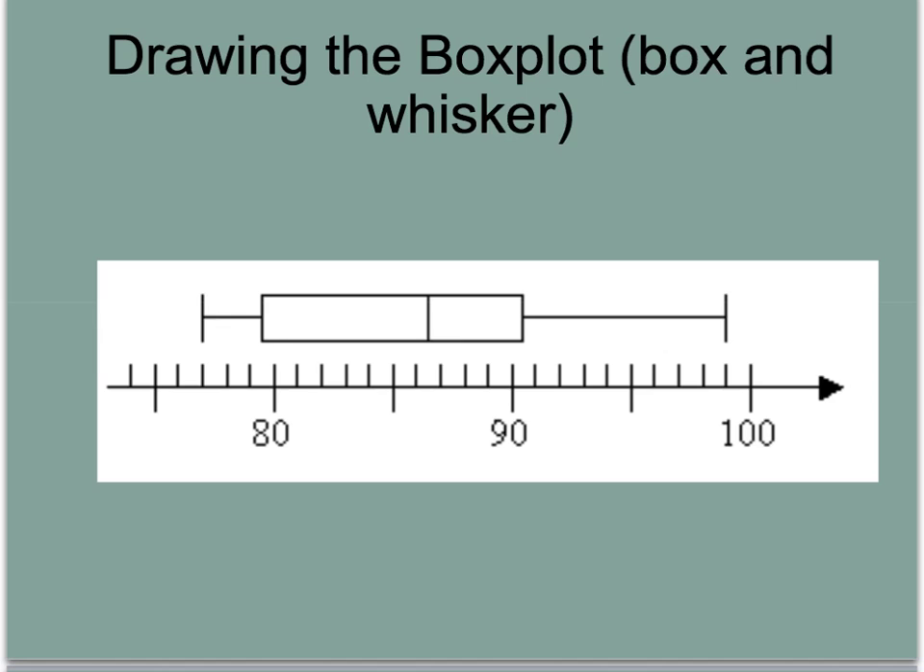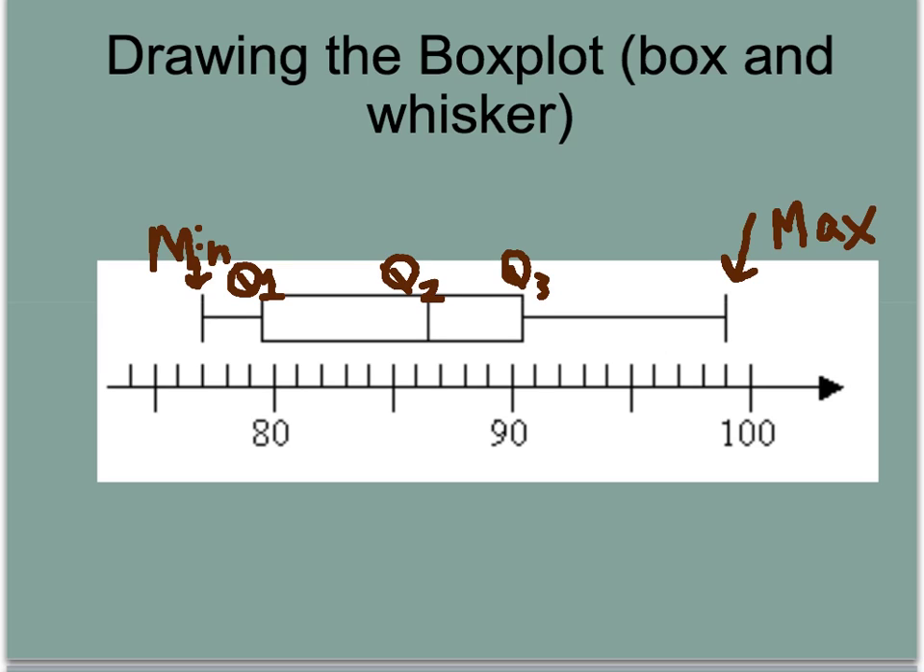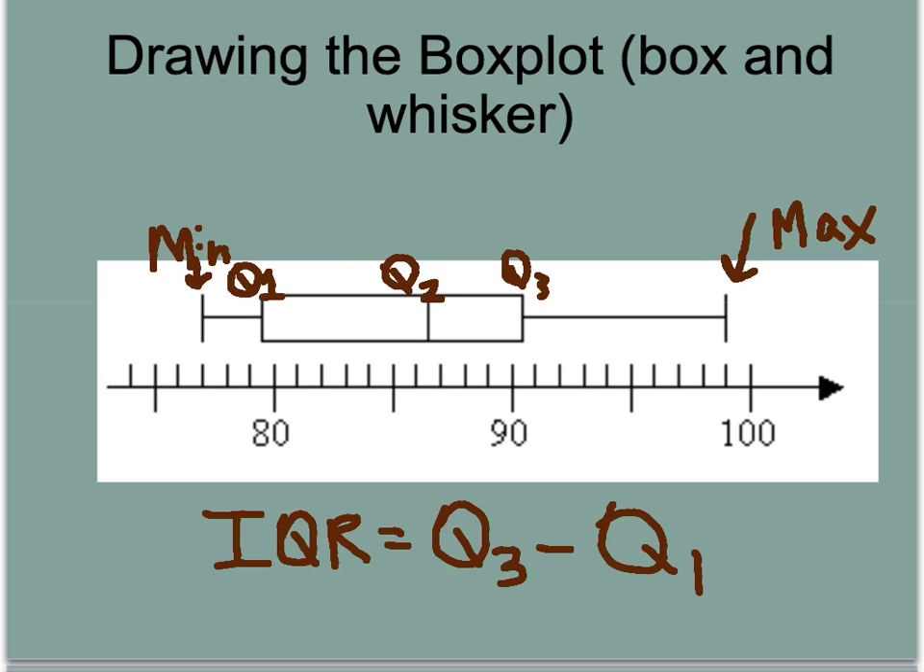Alright, so my box and whisker plot appears here. This is the minimum value, represented by this whisker. This is the maximum value, represented by the other whisker. Here's Q1, Q2, and Q3. And now perhaps I might ask you about the interquartile range, also known as IQR. IQR is simply quartile 3 minus quartile 1, that range of data.